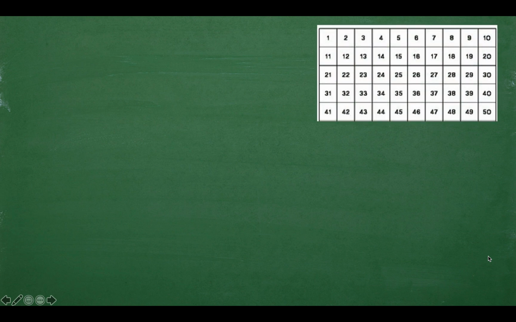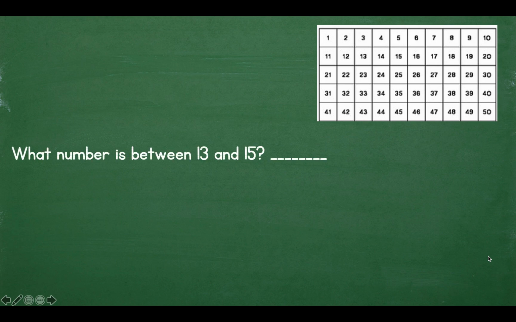Now, I want you to answer these questions with me. I provided a number chart to help us. What number is between 13 and 15? So I'm going to look up at my numbers chart and find 13 and then 15. I'm going to circle them. Now, what number is between 13 and 15? Yes, 14. So I'm going to circle it and write my answer below.